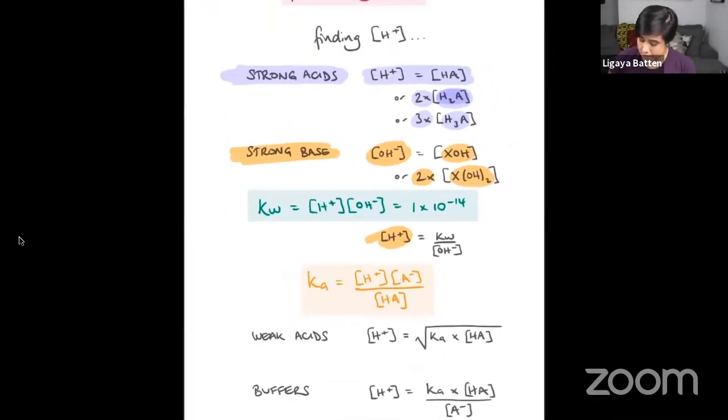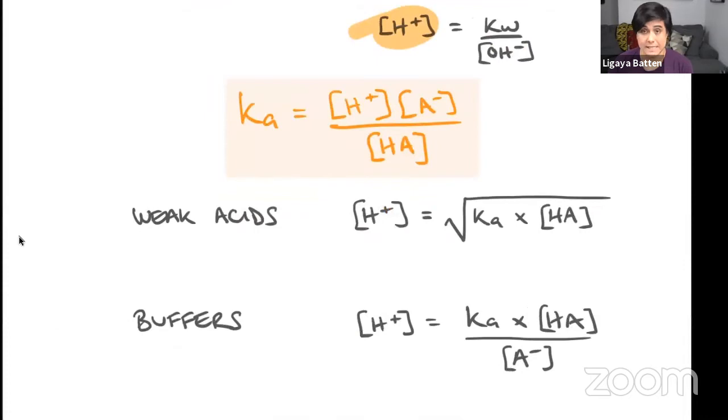For weak acids, we use this equation, like I said, and in order to actually identify the value of the H plus ion concentration, we're just going to rearrange this equation to make H plus the subject, and that will give us H plus equals the square root of Ka times by the concentration of HA, which is our acid. So with weak acids, we often will be given the concentration of the weak acid.